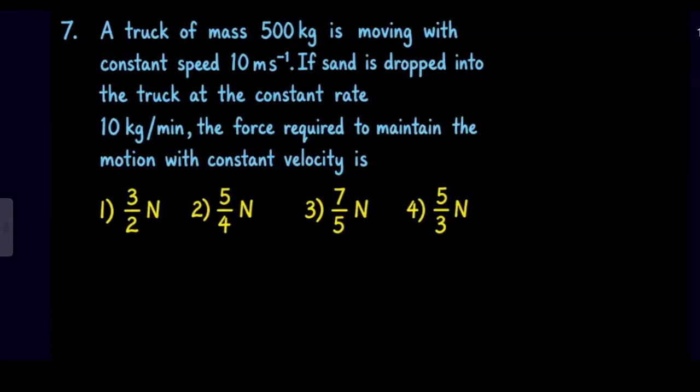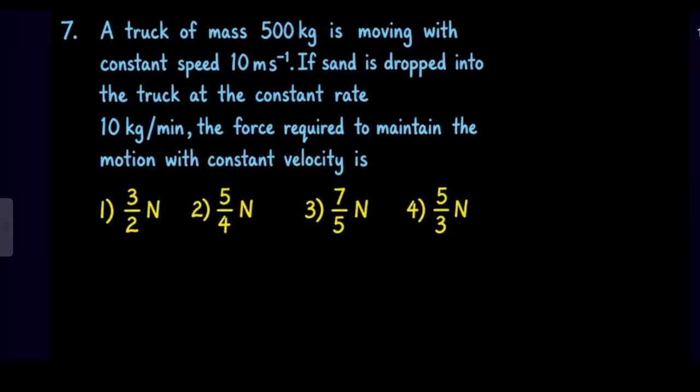We need to find the force. So basically Newton's second law, F is equal to dp by dt. What are they saying here? They're saying the force required to maintain the motion with a constant velocity. So in this case, velocity must be constant, so there is no delta V. So this means we write dm by dt.